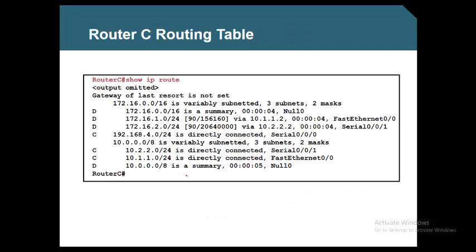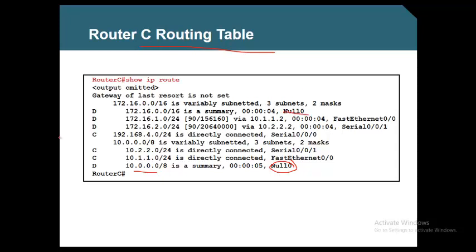Now you see, after you summarize, the summary route is pointing towards null zero. So, sir, there is some black hole thing, right? Will it come as a black hole route with null zero as the interface? Next stop is null zero. That's not a black hole.